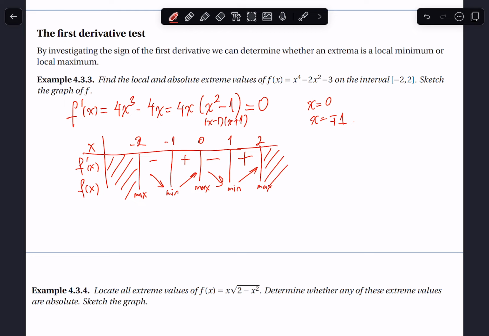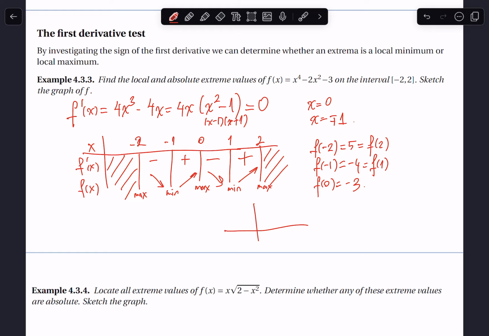Okay, and if we notice that the value of f at -2 is 5, and this is also equal to f of 2, and f of -1 equals -4, which is equal to f of 1, and finally f of 0 is -3. Okay, so what does this mean?